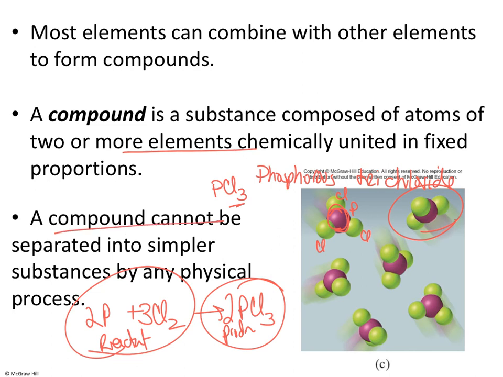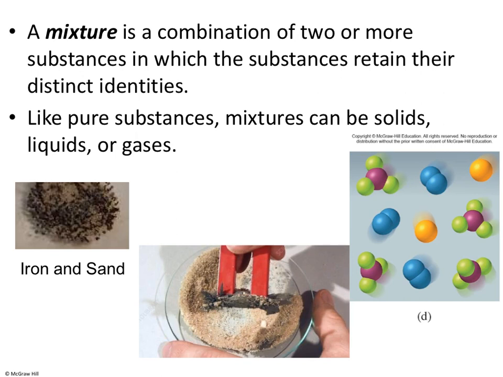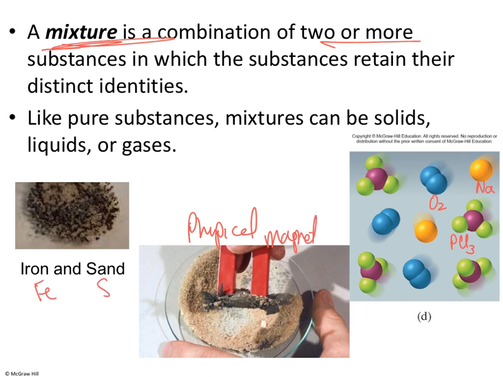A compound cannot be separated into simpler substances by just any physical process. Here's a mixture. This could be oxygen, this could be sodium, this could be phosphorus trichloride. Now that's a mixture because it's a combination of 2 or more substances. A mixture can be separated by a physical process, okay? So this is using a magnet to separate iron from sand. Sand is SiO2, and iron is Fe.